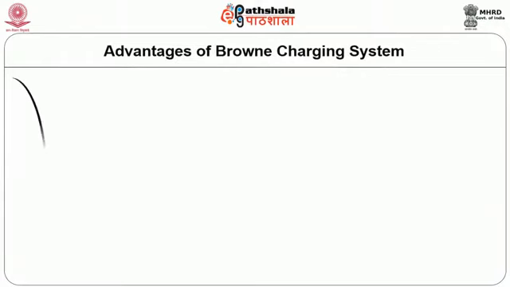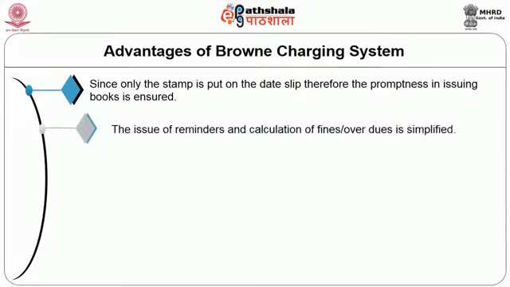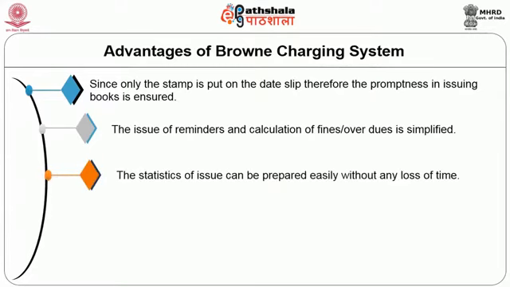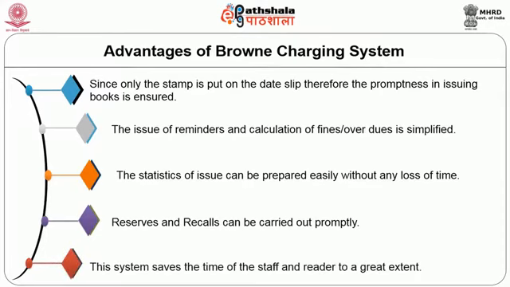The advantages of the Browne charging system: since only a stamp is put on the date slip, promptness in issuing books is ensured. The issue of reminders and calculation of overdue fines is simplified. The statistics of issue can be prepared easily without any loss of time. Reserves and recalls can be carried out promptly. This system saves the time of the staff and readers to a great extent.